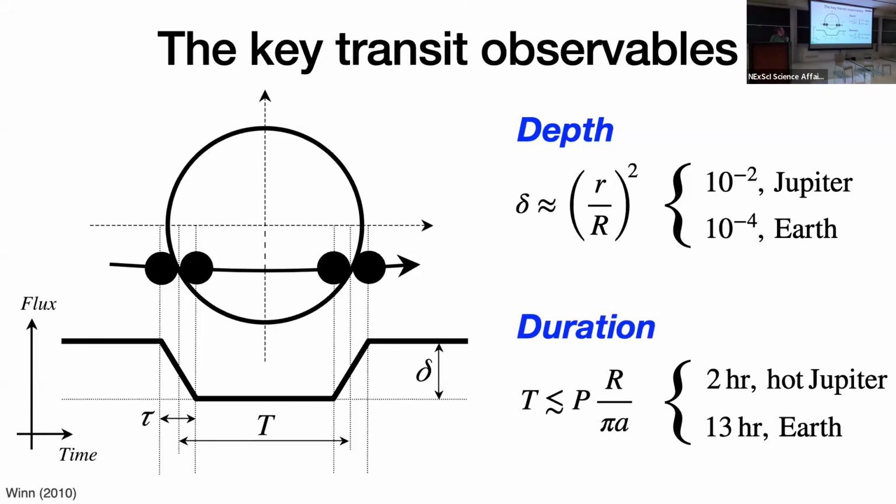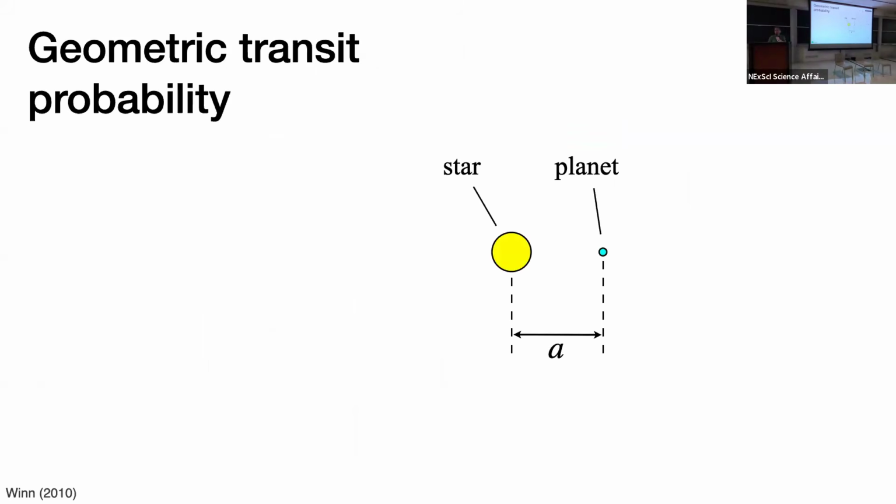The other key number that is very important and is in fact the main limitation of the transit method is the low geometric transit probability. So suppose there is a star and a planet going around in a circular orbit with radius a. Who gets to see transits of this planet? The answer is anybody that is viewing it from within this cone that has an opening angle of 2R over a, the angular diameter of the star as viewed from the planet.